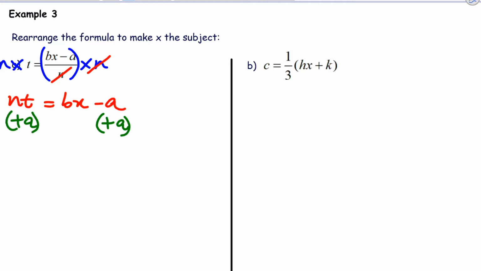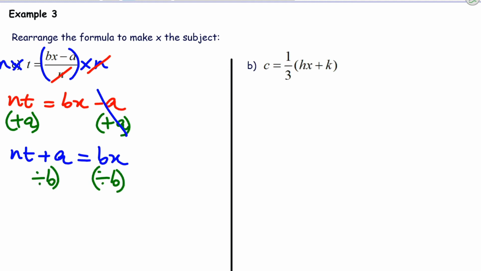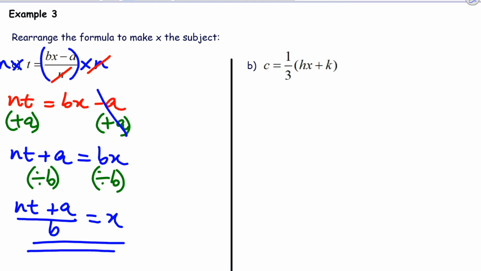So negative a plus a will be equal to 0, just like negative 2 plus 2 is equals to 0. So we are left with a simpler equation, which is nt plus a is equals to bx. The opposite of multiplying by b is dividing by b, so we divide by b on each side. So we shall be left with this equation, nt plus a over b is equals to x. Why? Because b divided by b will be equal to 1.